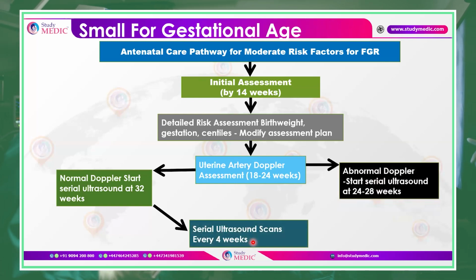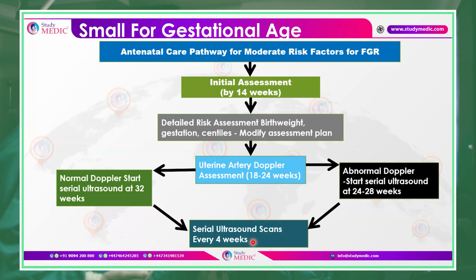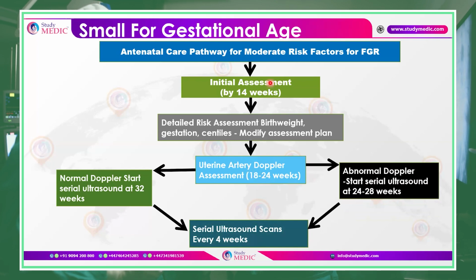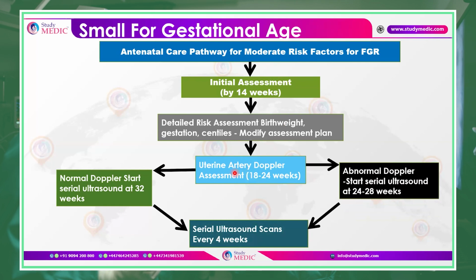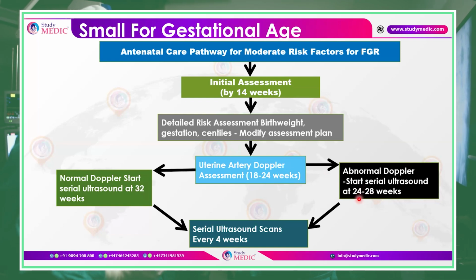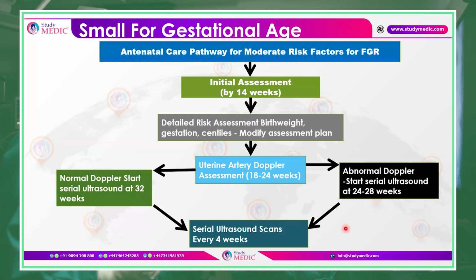And if there are any problems with the uterine artery Doppler, we will do the serial scans at 24 to 28 weeks of gestation, and we will be doing the serial scans every 4 weekly. So here, basically, that is important. The patient is having moderate risk factors, so you are starting the assessment at 18 to 24 weeks of pregnancy. Then if that is normal, you will start the serial scans at 32 weeks. And if it is abnormal, you will start the serial scans from 24 to 28 weeks. And these serial scans would be carried out every 4 weekly.